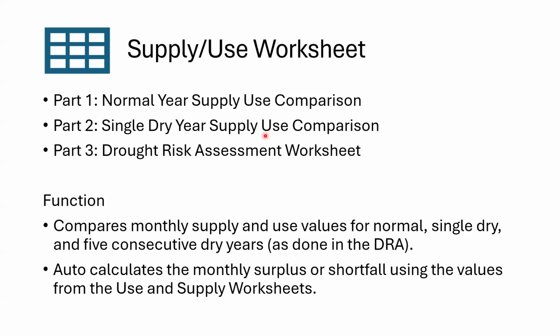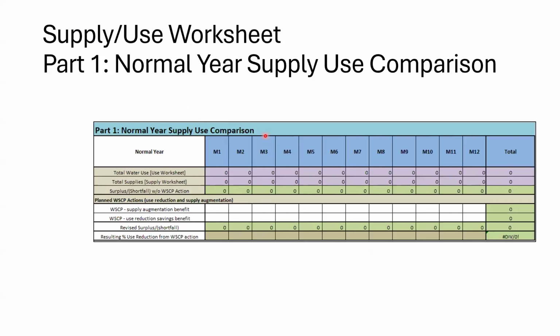So if you completed your use and supply worksheet, this worksheet is going to be very simple because it takes data from those worksheets. So part 1 is your normal year. As mentioned, these purple cells indicate that it's taking data from a previous table. So this row, the total water use, is coming from your use worksheet, your total value at the bottom.